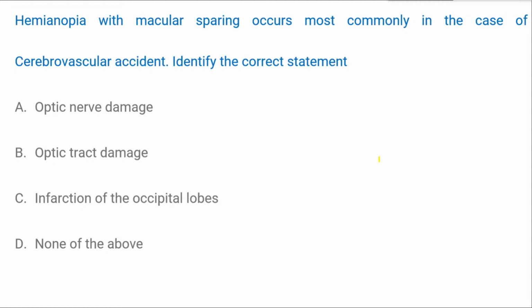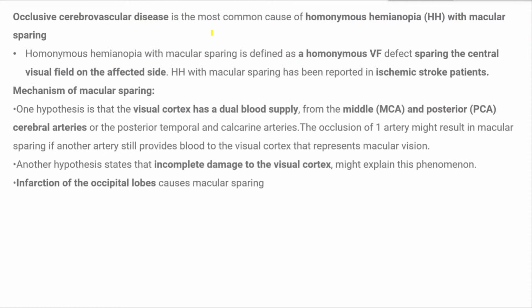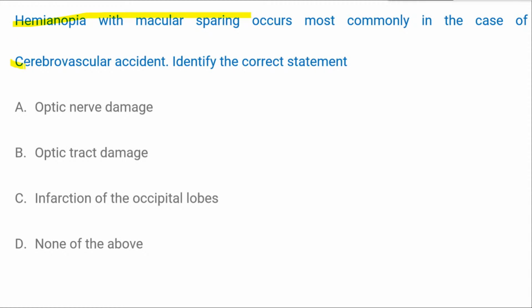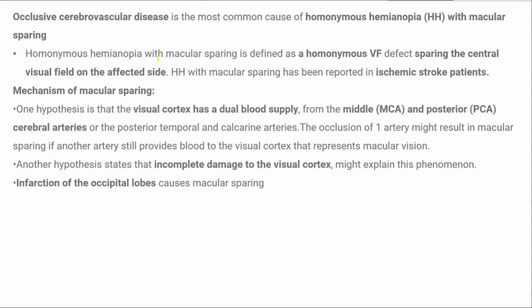Hemianopia with macular sparing occurs most commonly in the case of cerebrovascular accidents. Identify the correct statement: optic nerve damage, optic tract damage, infarction of the occipital lobes, or none of the above? The concept for this question is only one thing: hemianopia with macular sparing. I have put the keyword here as cerebrovascular accident. This particular condition is synonymous with cerebrovascular occlusion in ischemic stroke patients.